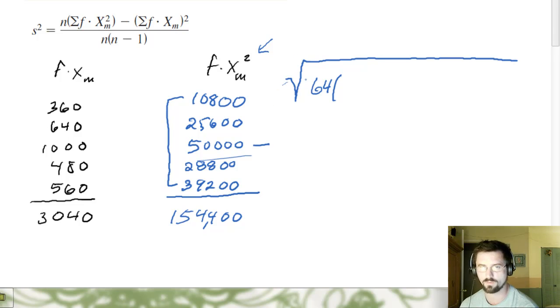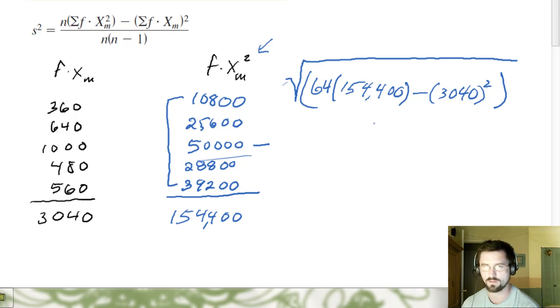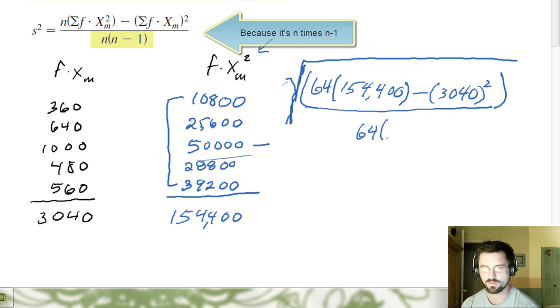Alright. And what am I going to put there? I'm going to put... then is it a plus or a minus? It's a minus 30, 40 squared. And I'm going to put big parentheses around all that because I'm actually dividing everything by 64 times 63, and then I'm taking the square root.